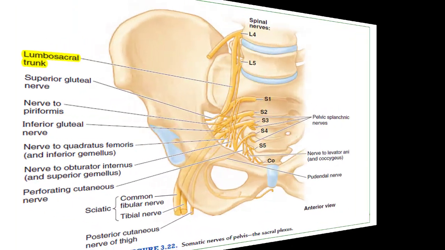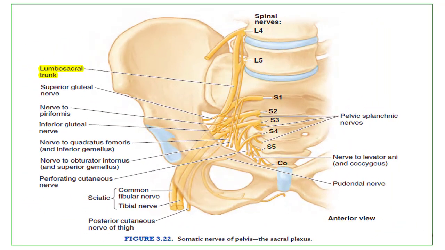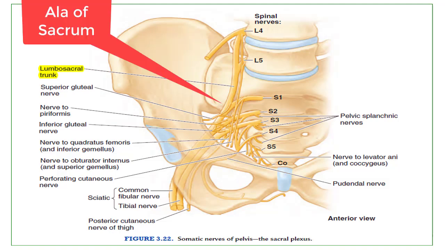So at the level of the pelvic brim, part of L4 unites with the anterior ramus of L5 and they form a thick cord-like trunk. We name this trunk the lumbosacral trunk. After arising at the level of this brim, the lumbosacral trunk passes over the ala of the sacrum and then descends into the pelvis.